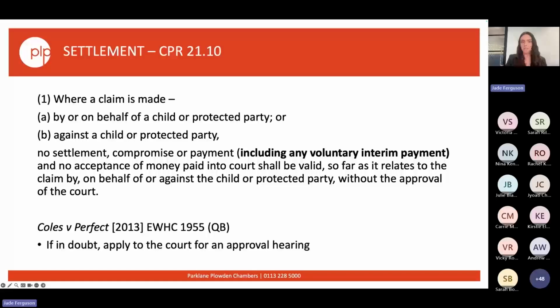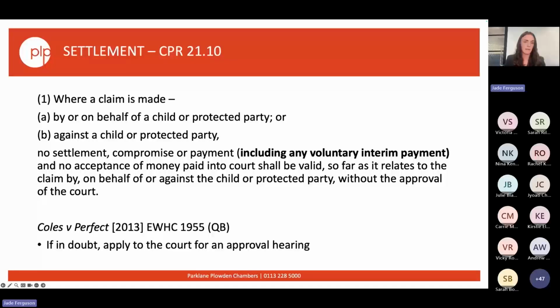Now, settlement. We'll have all read over CPR 21, and the position is really clear that where there's a child or a protected party, you need the approval of the court for any settlement sum. The bit that sometimes is missed, and I've put it in bold, is the voluntary interim payments. Just stressing that because on a couple of occasions I've seen solicitors not realise that they actually require approval of the court as well. So just to emphasise that.